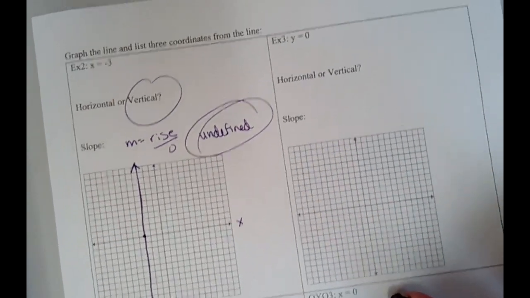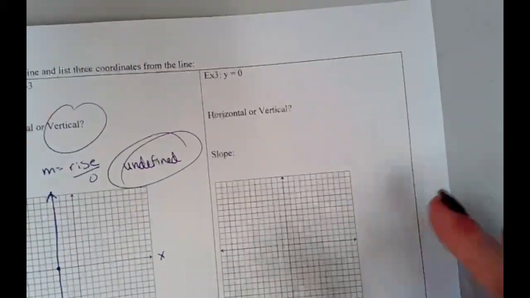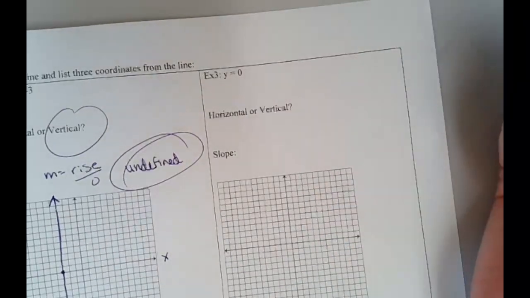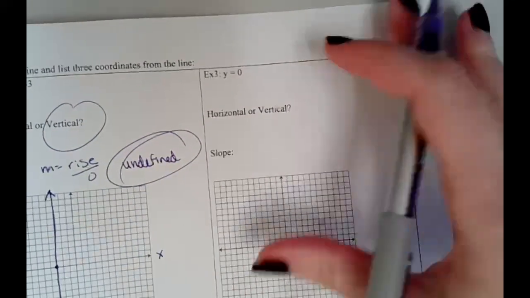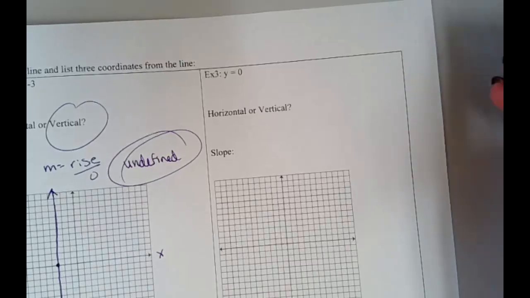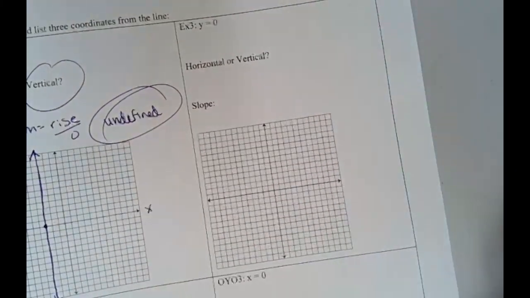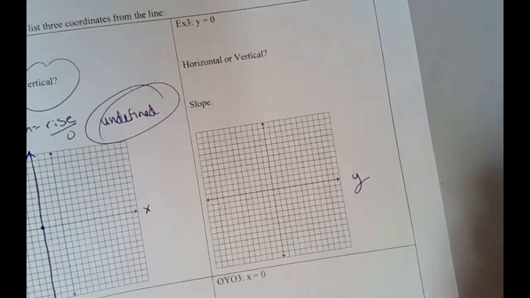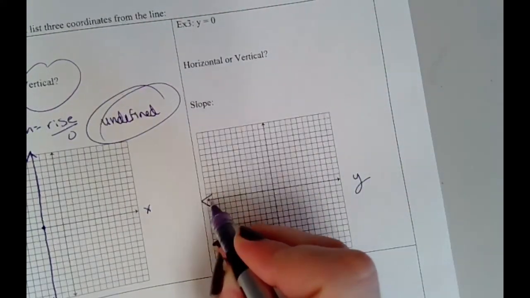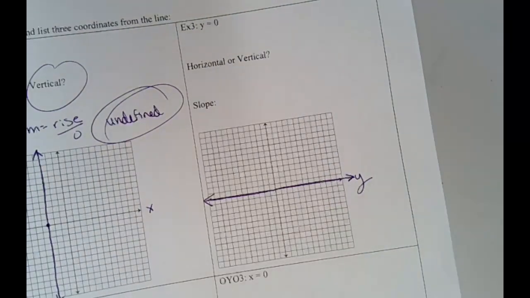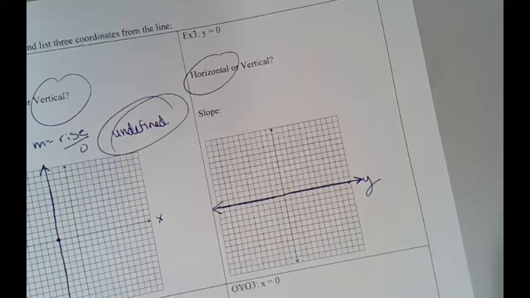For example 3, this time we are going to graph a y equals a number. So y equals 0. Once again, this is an equation. We're drawing a line here, not just one point, a line. So it's saying y is always equal to 0. Well, here's my y-axis right here. If y is always 0, it means it will never rise. So for this one, I have now created a horizontal line.